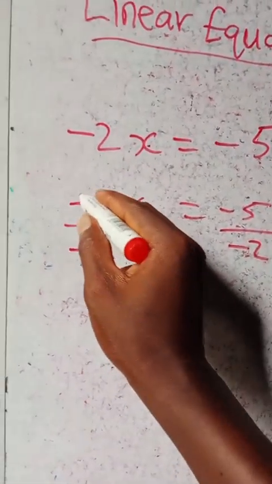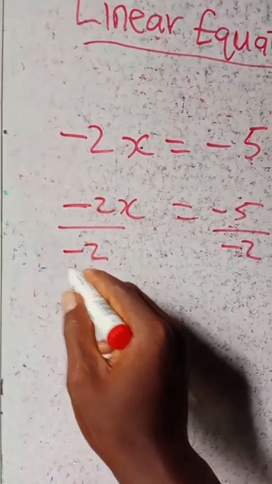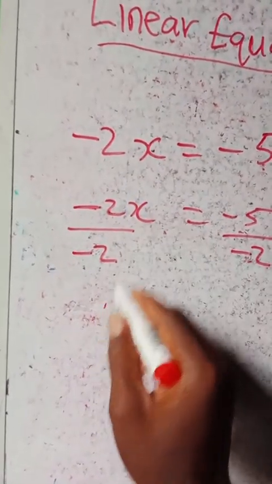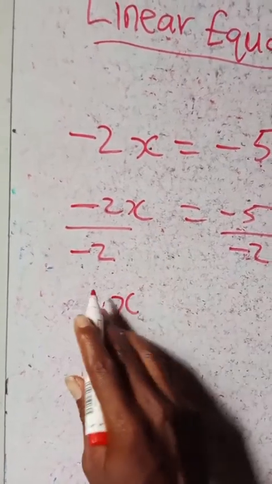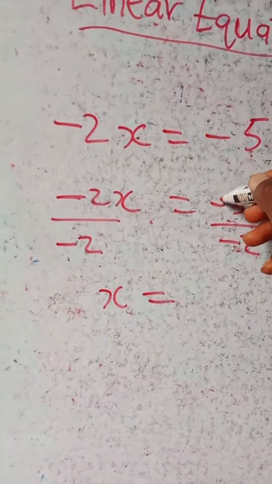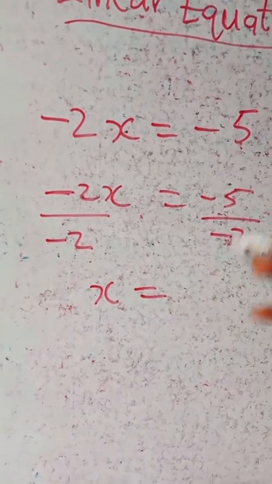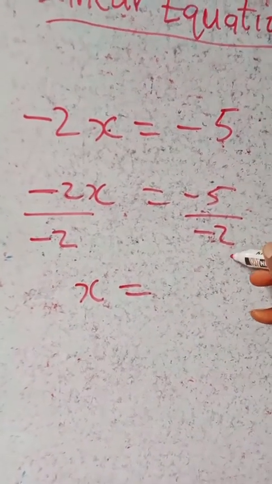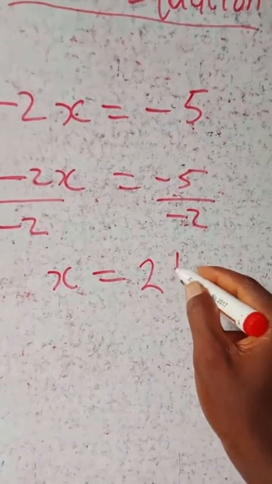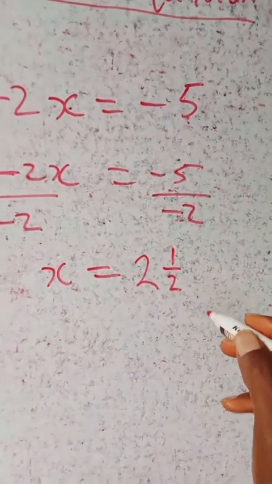Okay, so here minus divided by minus is plus, invisible plus. Then 2 divided by 2 is 1. Then 1 times s is s. Then it's equal to minus divided by minus is plus, and 5 divided by 2 is 2 whole number, 1 over 2.